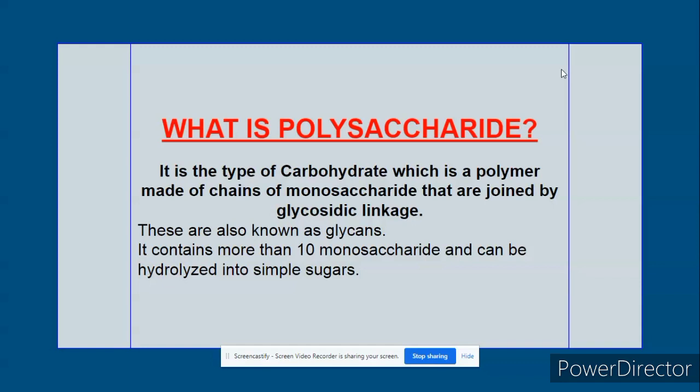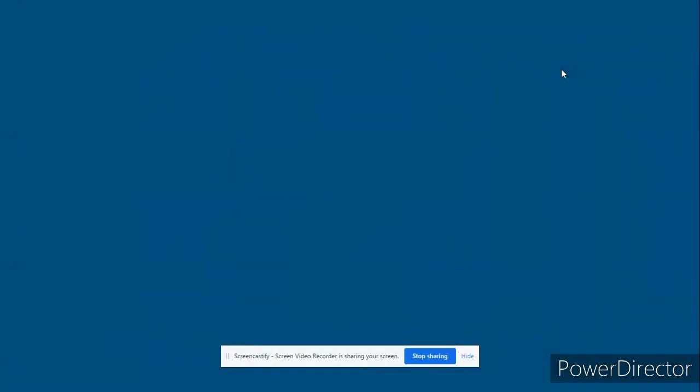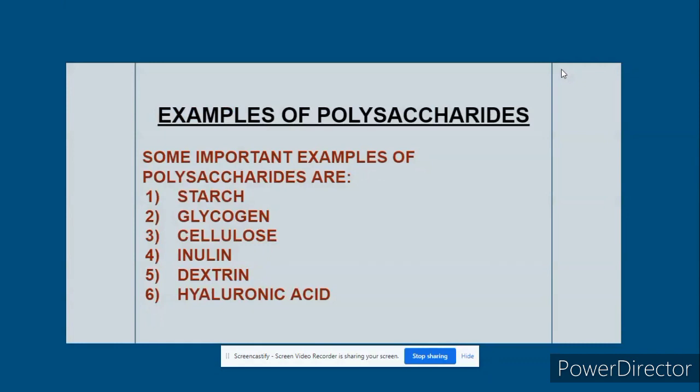The point which makes polysaccharides different from the other sugars is that it contains more than 10 monosaccharides and can be hydrolyzed into simple sugars. Examples of the polysaccharides. Polysaccharides have numerous examples, but here we have six of them, including starch, glycogen, cellulose, inulin, dextrin, and hyaluronic acid.